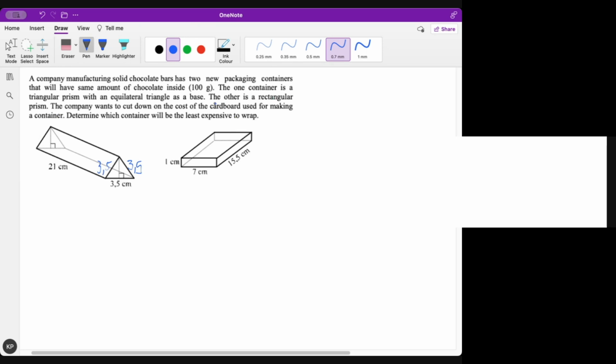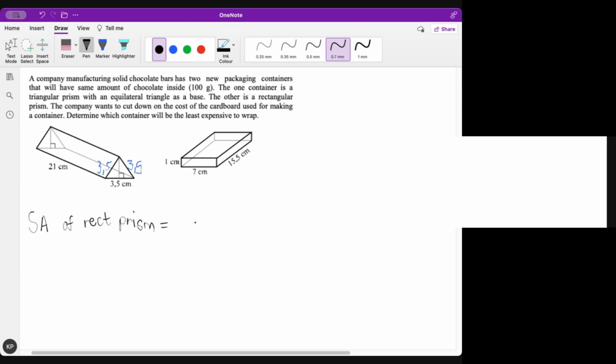They want to cut down on costs of the card box used for making the container. Determine which one will be the least expensive. Okay, so obviously the one with the smallest surface area will be the least expensive. So we're working with surface area over here. Let's start off with the surface area of, let's do the rectangular prism first. Okay, formula for surface area of a rectangular prism.